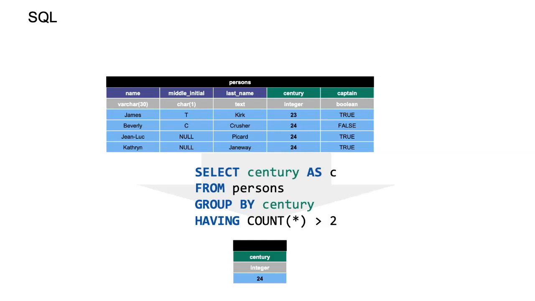Learn that by heart, exactly in that order. Select, from, where, group by, having, order by, limit, offset. Some are optional. You don't need all of them at the same time, but this is the order in which it is. So SQL, in that sense, is a bit constrained or restricted to that very order.